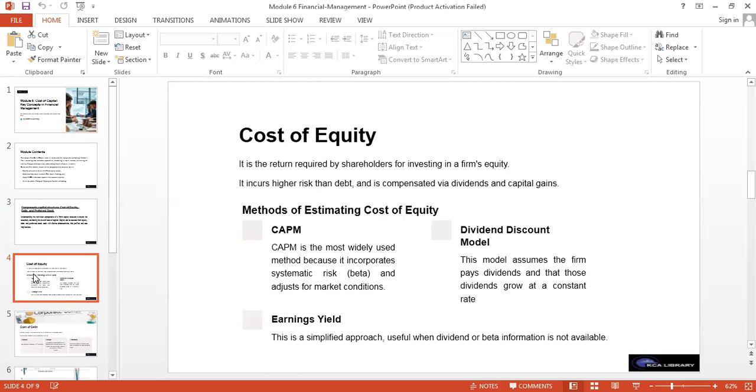What are the methods of estimating cost of equity? We have three stated here. We have the CAPM, as explained before, we have the dividend discount model, and then we have the earnings yield. The CAPM is the most widely used method because it incorporates systematic risk, which is better, and adjusts for market conditions. The dividend discount model assumes the firm pays dividends and that those dividends grow at a constant rate. And lastly, we have the earnings yield. This is a simplified approach, useful when dividend or better information is not available for getting the cost of equity.